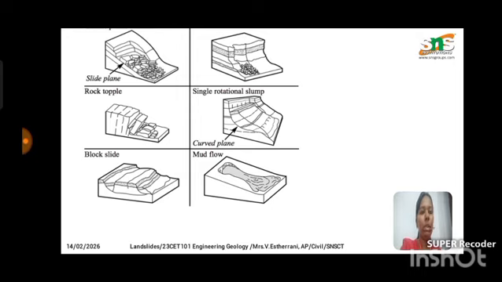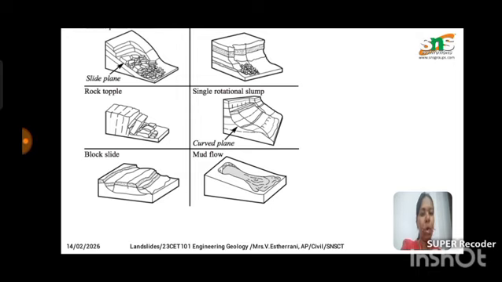Next we can see the rock topple. Rock topple is nothing but the movement of the rocks in a curved, rotational movement. Next one is the curved plane, where a single rotational slump is happening. A single rotational slump is nothing but only a particular area being moved. The surface of the rock may be weaker in condition, so only a single part of the rock surface is moved from one place to the downward movement.